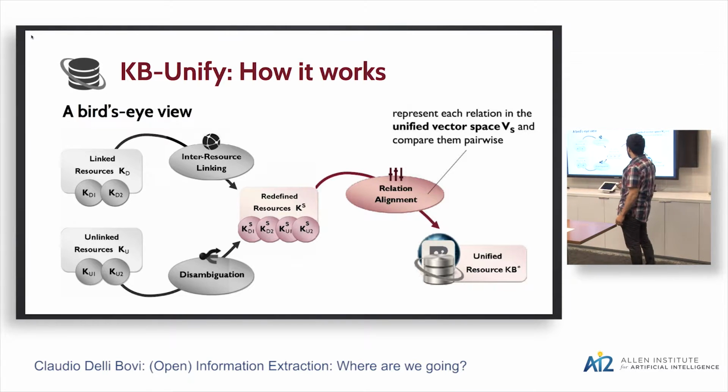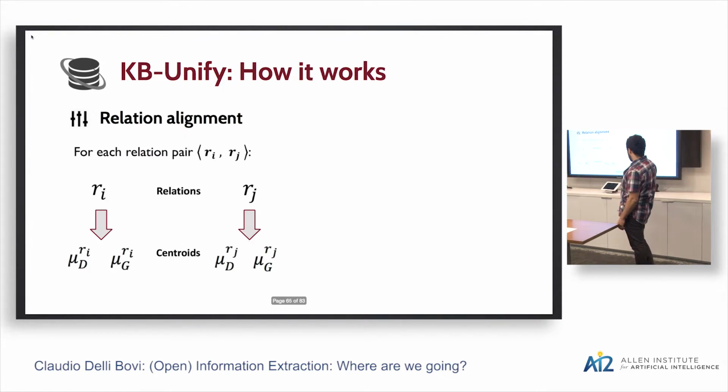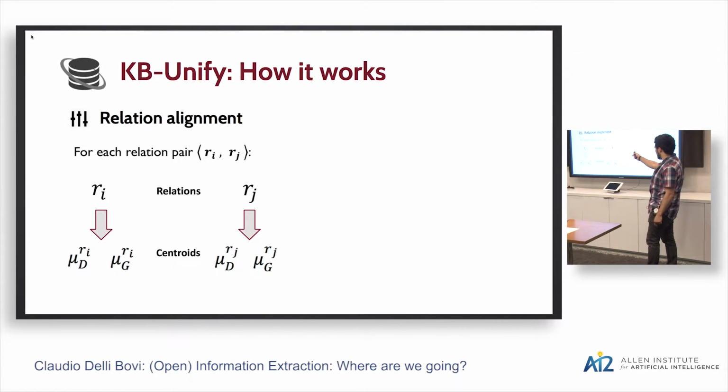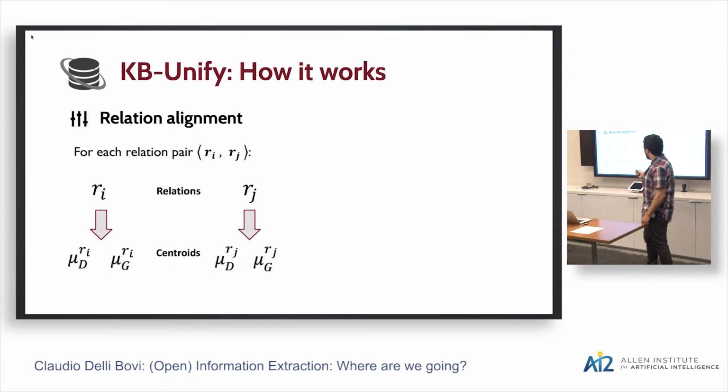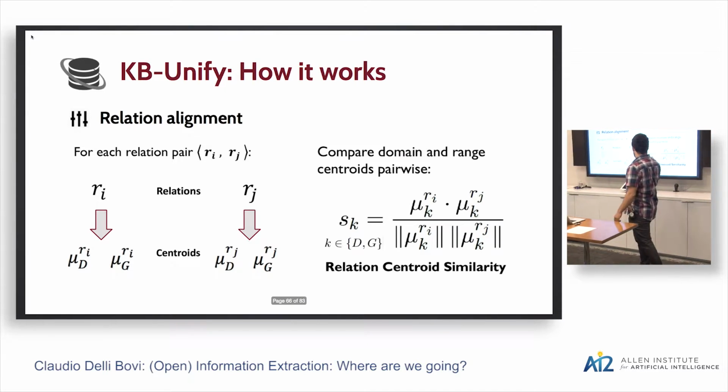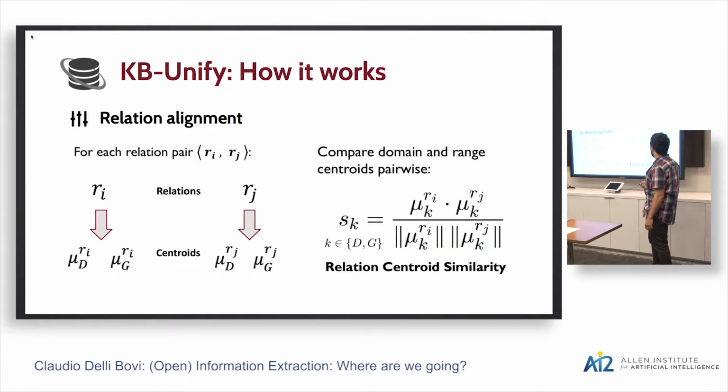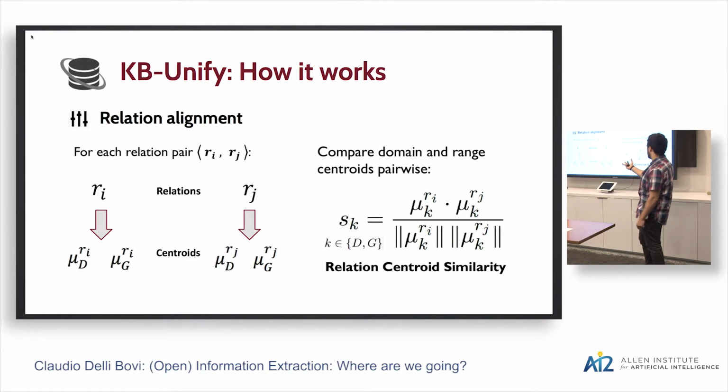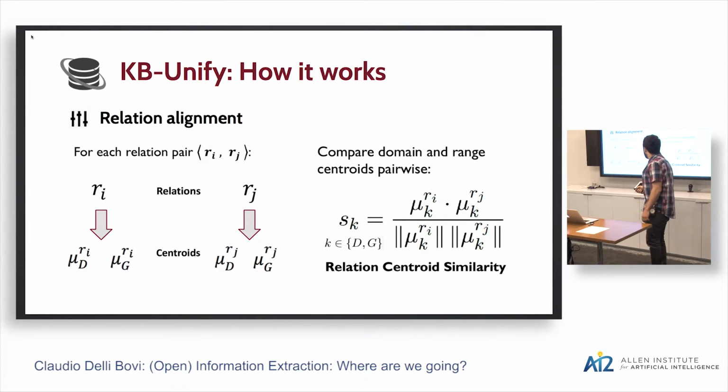In order to do this, you rely again on the vector space. So basically, it's a matter of representing, given two relations that come from two different resources, you represent them in the vector space using their centroids, and then you simply compute centroid similarity between the two domain centroids and between the two range centroids. And basically, it's as easy as that.